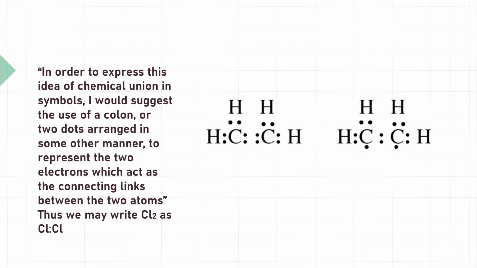He ends his article with a new idea that requires a new symbol, and mentions that in order to express this idea of chemical union, it should be represented by the symbol colon to represent the two electrons connecting. He proceeds to consider a double bond, in which 4 electrons are held conjointly by the atoms.